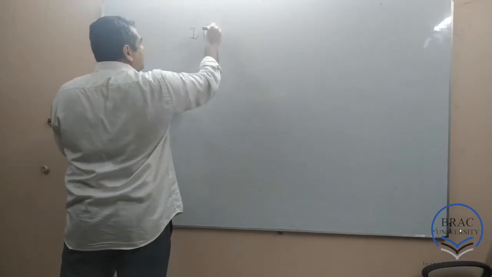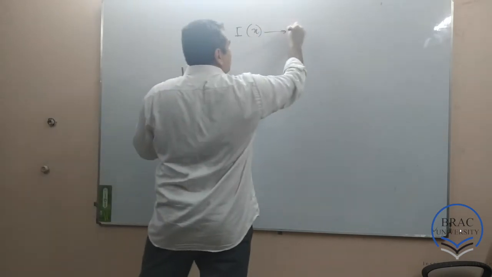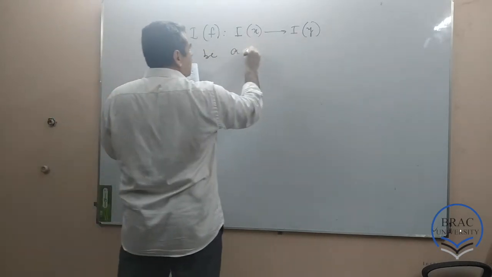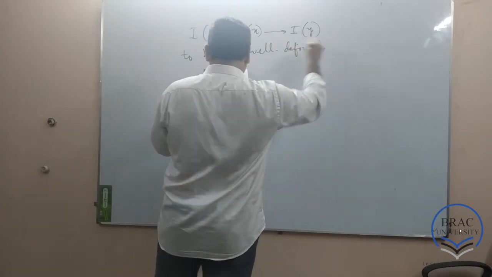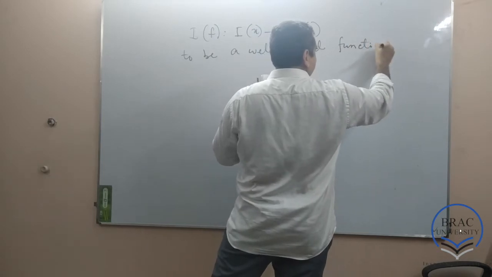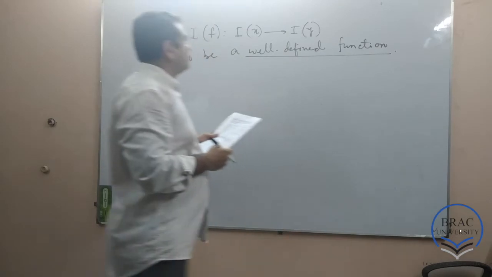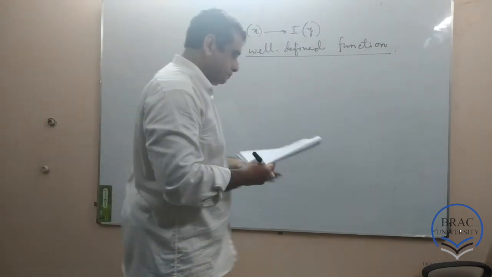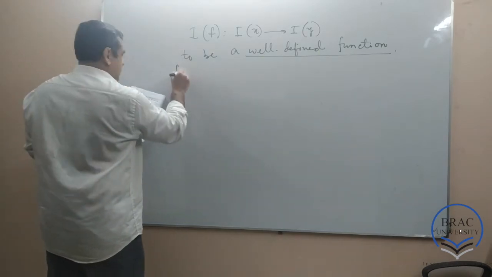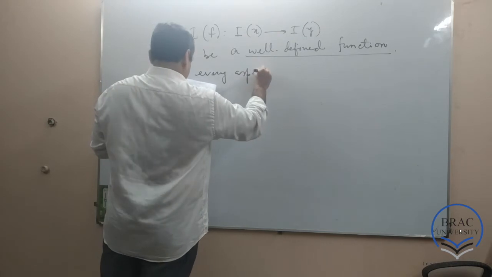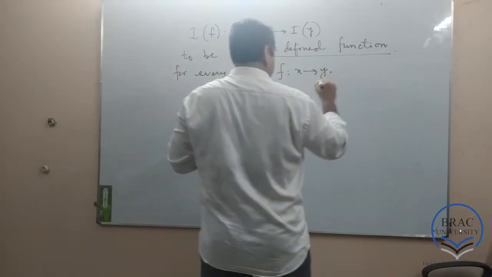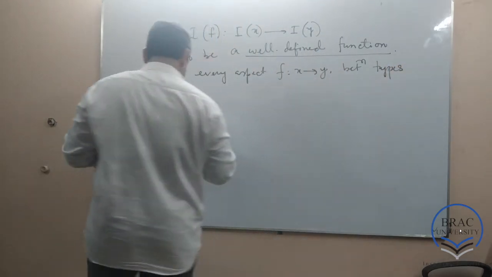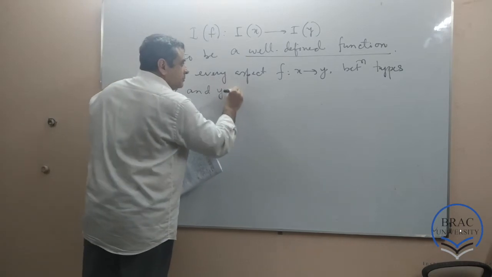One precisely requires this guy to be a well-defined function, in order for an aspect F to uphold the functional relationship between the two types X and Y. For every aspect F from X to Y between types X and Y of C. Okay?